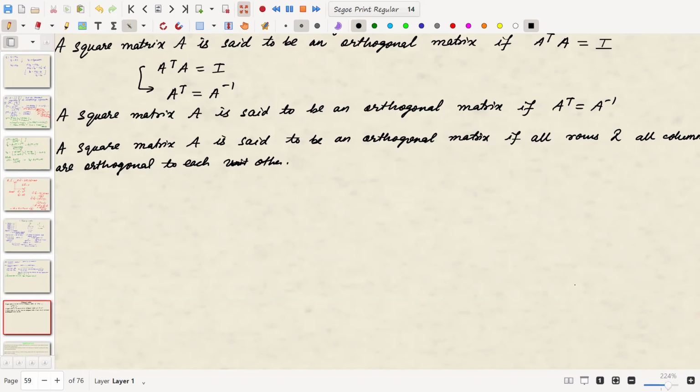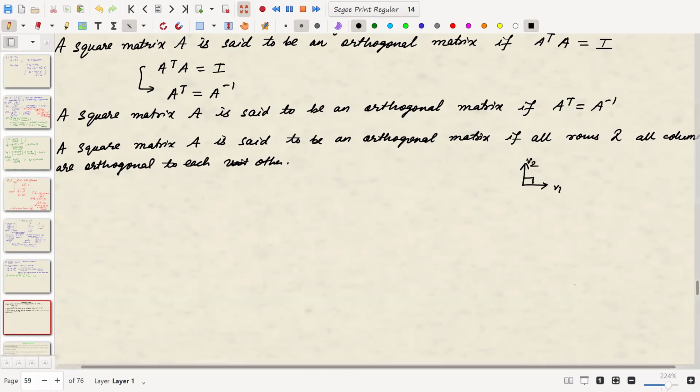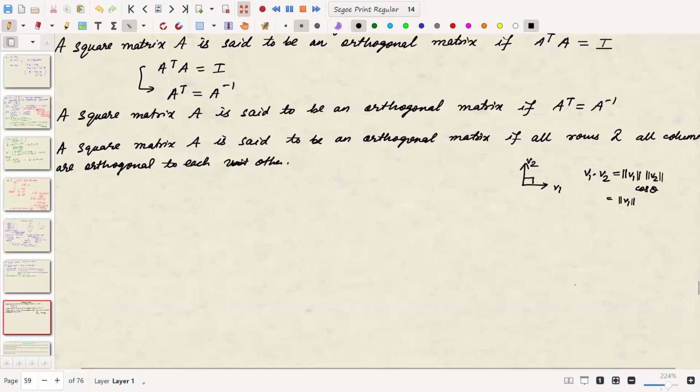If I told you this statement right now, can you tell me how you can deduce whether all the rows and all the columns are mutually orthogonal? Just take the dot product. If v1 and v2 are mutually perpendicular, then what is the dot product of them? What is the dot product definition? It is the magnitude of v1, times the magnitude of v2, times the cosine of the angle between them. What is the angle between these two? So what should be the value?